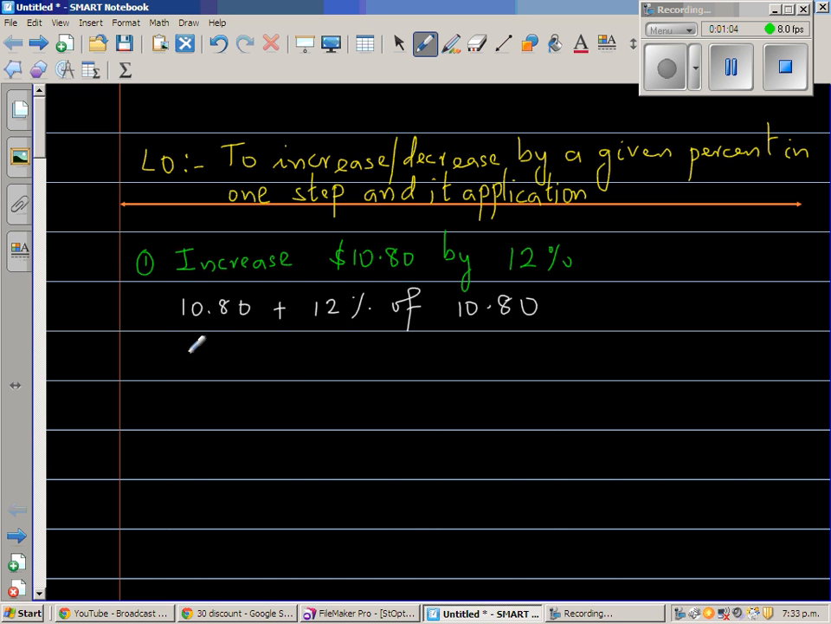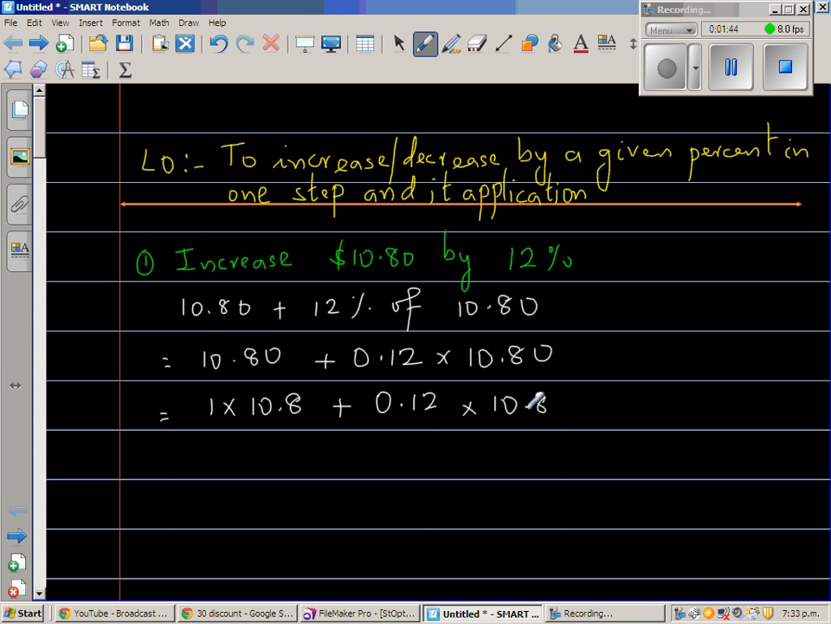So this is nothing but 10.80 plus 12%, which is 0.12. 12% is 12 out of 100, and 12 out of 100 as a decimal is 0.12. Of means times 10.80. Now this same thing can be written as 1 times 10.8 plus 0.12 times 10.8. 10.8 or 10.80 are one and the same.